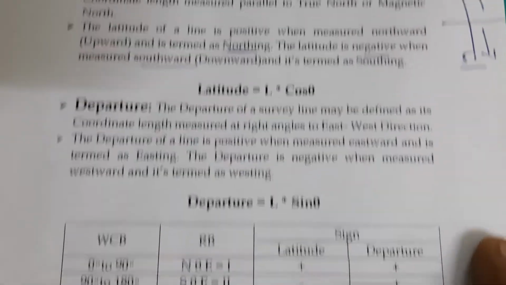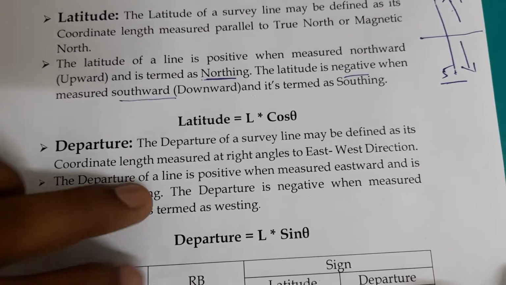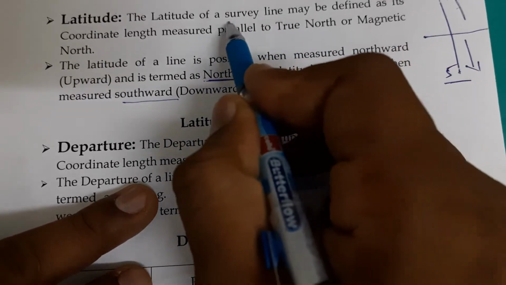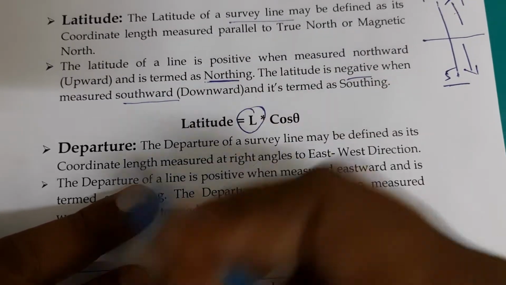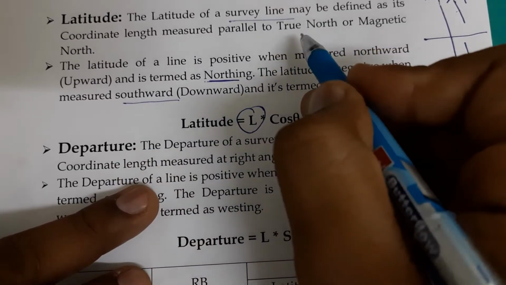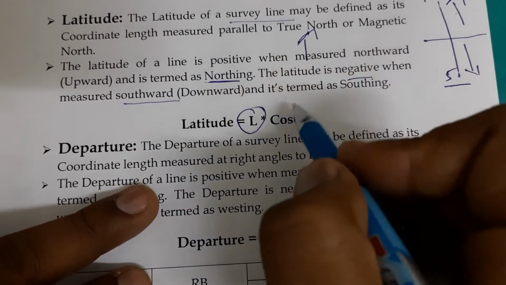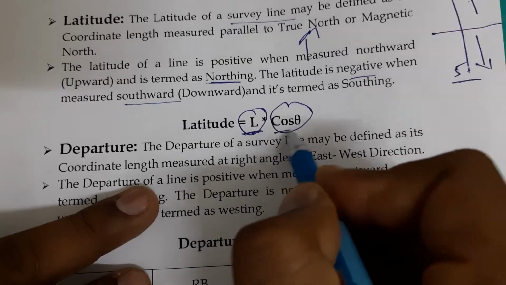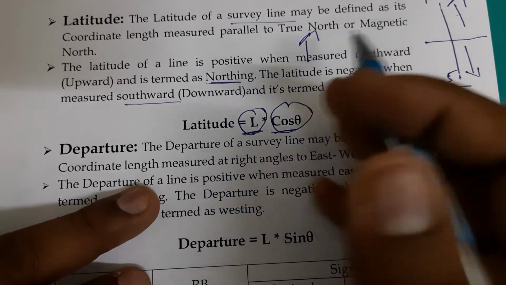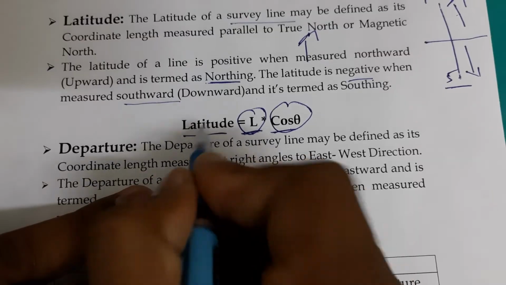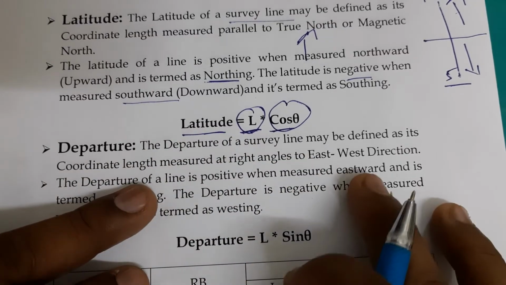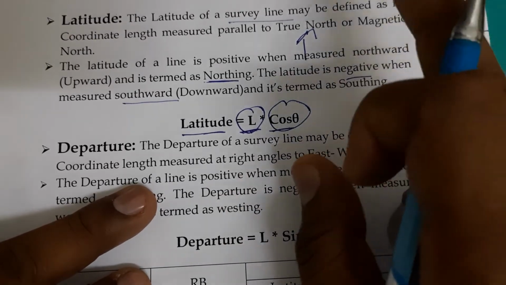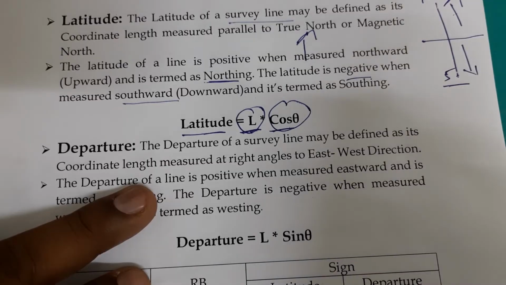Also, how do you calculate that latitude? There is a survey line. Line means length. We measure it parallel to the north, so it means there is some angle. So you first need to measure the distance and some angle. When you multiply, you get the latitude of that line. So the latitude of a line is the length measured with respect to your north or south direction.